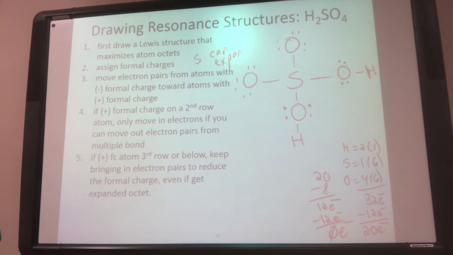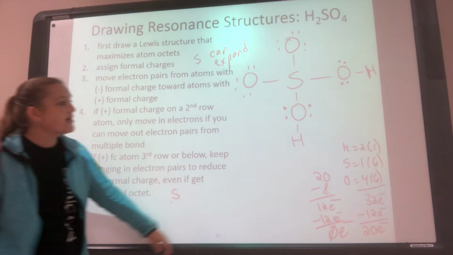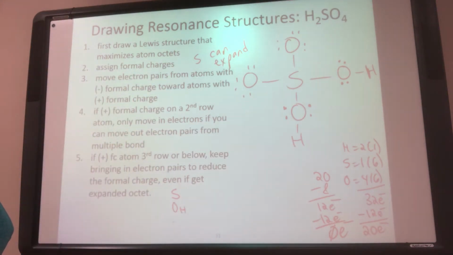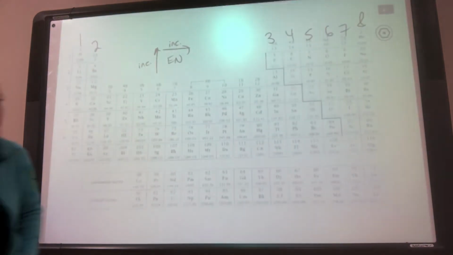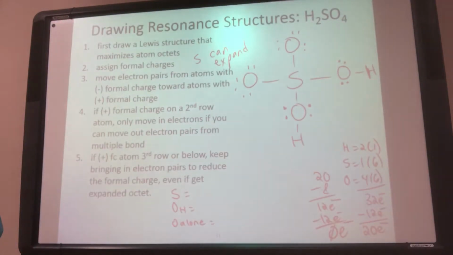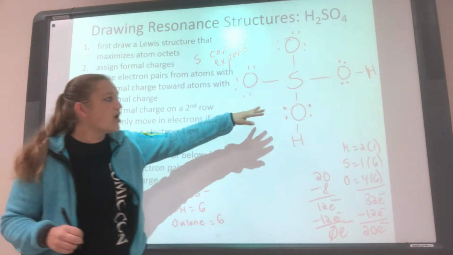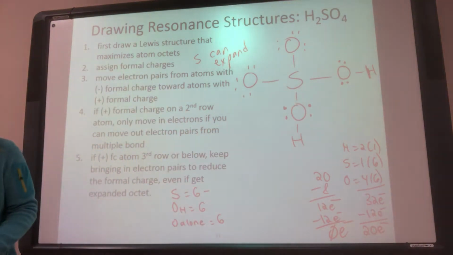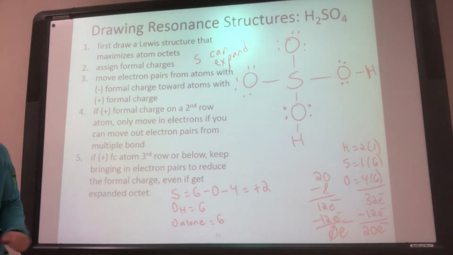So I want to do the math and see will he. To do the formal charge, I'm going to do the S. I need to do the O's with the H's and the O's without. We said S's and O's have 6 valence electrons. Any non-bonding, just lone electrons on my sulfur? Nope, there's none on the sulfur. How many bonds? 4. And that gives me a +2.